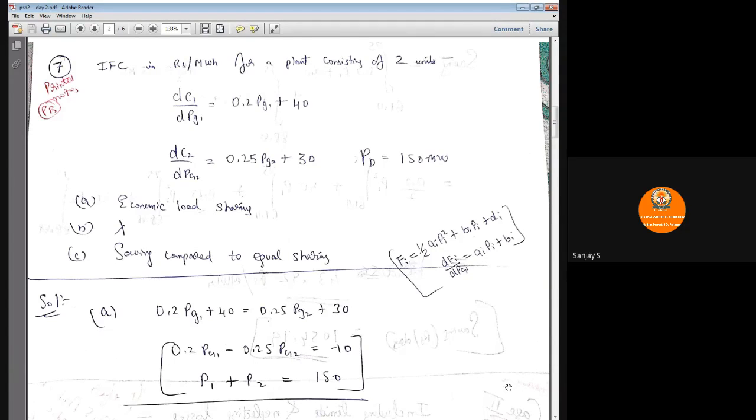Equate both equations. In the previous problem, they had given you cost equation. So we had to find incremental fuel cost equation by taking first derivative. But here straight away has given you incremental fuel cost equation. Equate them. So you have 0.2 P1 plus 40 is equal to 0.25 P2 plus 30. That is nothing but your coordination equation. And then power balance equation is P1 plus P2 is equal to demand. Demand is given as 150. So solve them. You'll be getting P1 and P2.